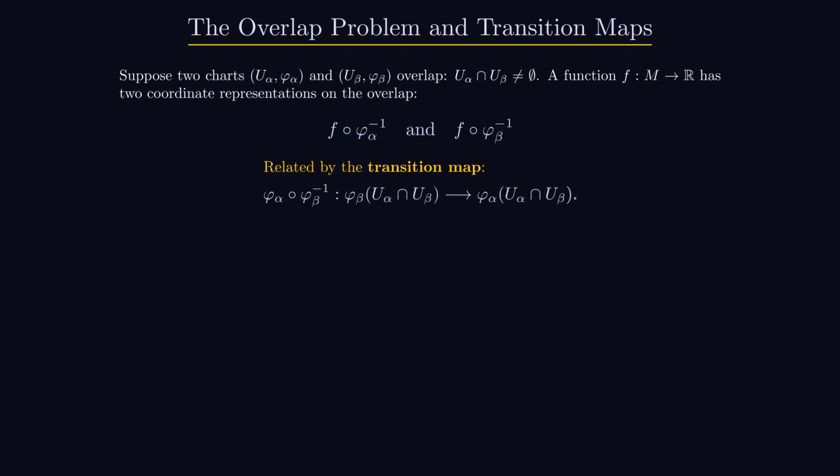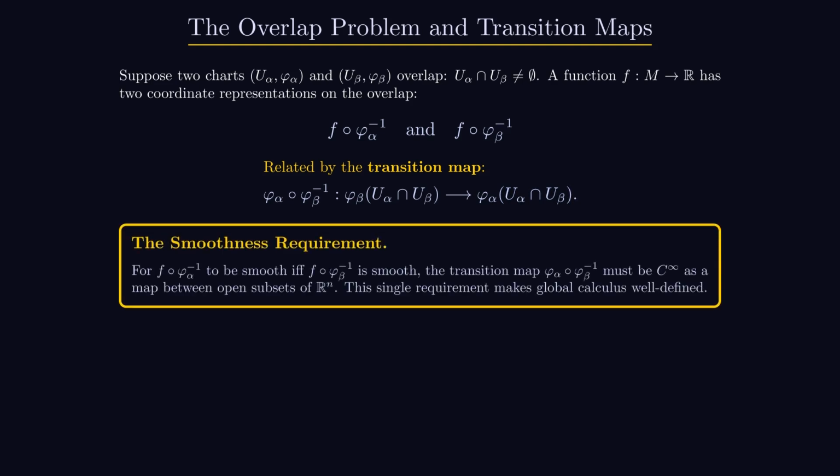Here is the key insight. For the smoothness of f to be a chart-independent property, meaning f composed with phi alpha inverse is smooth if and only if f composed with phi beta inverse is smooth, the transition map itself must be C infinity as a map between open subsets of R to the n. This single requirement is what makes global calculus well defined on M.